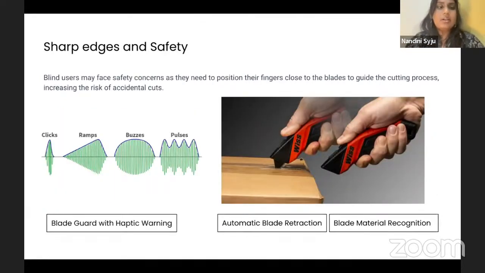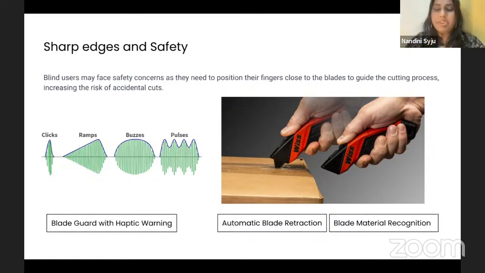And then again, another pain point that I have is safety, right? When it comes to safety, there are sharp edges on one side, and there's another part where we have to hold and we have to press down. So how do we solve that? One way is that we have haptic feedback again. I hope by now everybody's aware of the word haptic, right?